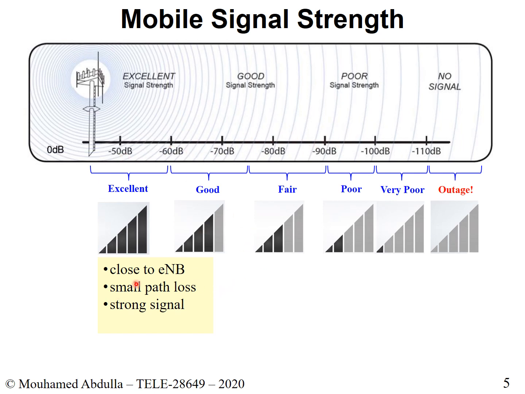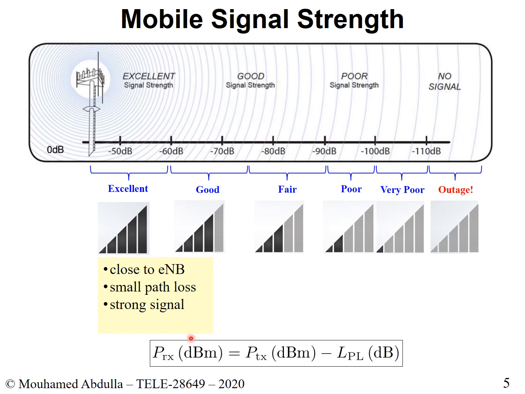So in this region, you are close to the eNodeB, you have a small path loss, and your received signal power is strong. In fact, you can see this from this equation, which I mentioned in the previous slide. The receive power, these values that you see here, on your mobile end, is equal to the transmit power, whatever the eNodeB transmits, minus the path loss. Now, remember where we got this equation? This is basically from the first equation that we saw earlier.